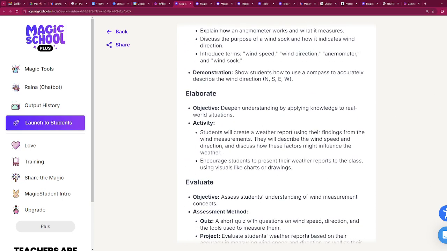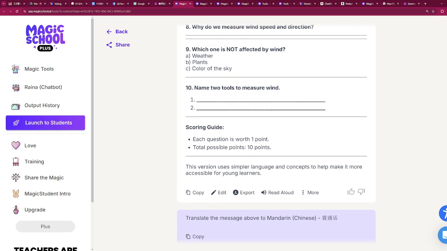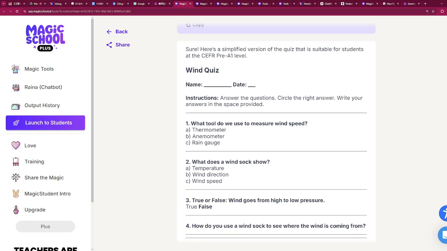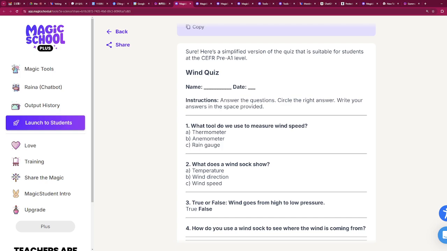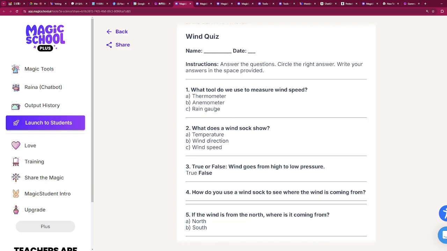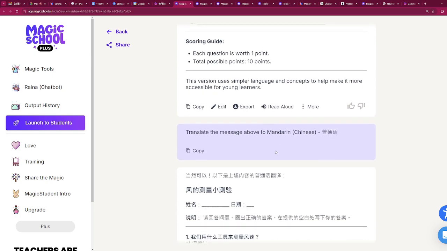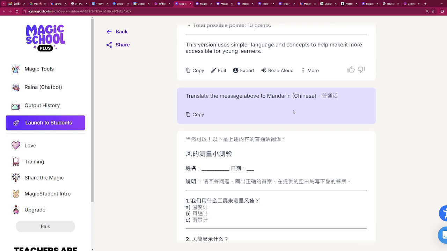Okay, this is the lesson plan, and I also asked it for a simplified version of the quiz that is suitable for students at the CEFR pre-A1 level. Okay, please simplify language for students at CEFR pre-A1 level. So, all right, this is a simplified version, and you could also ask it to translate it. Unfortunately, so far on this platform, it only has Mandarin Chinese, a simplified version.